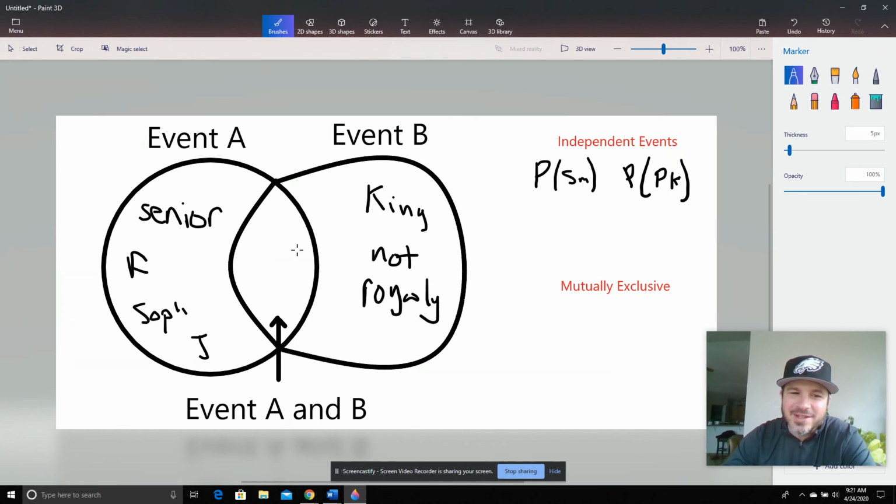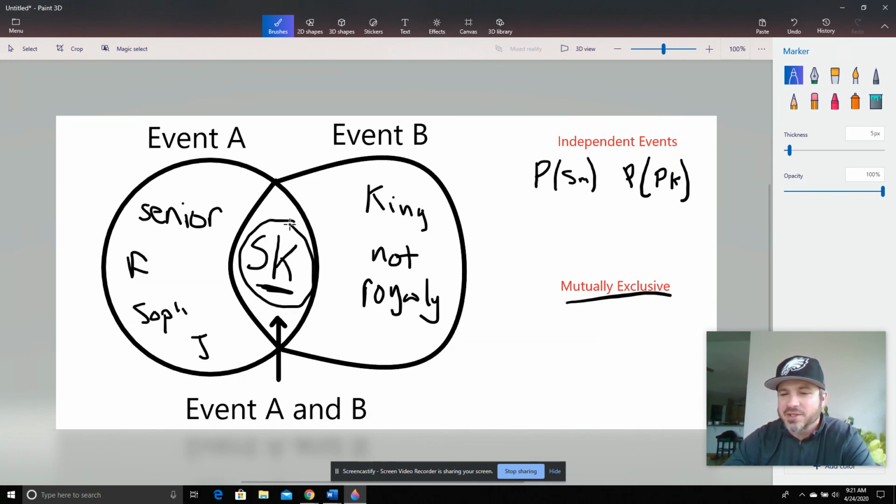But the reality is there would be an overlap here where you could be a senior and the king because one of them is going to get to do that. So these are not mutually exclusive events. So when two events are not mutually exclusive, we have to take care of this intersect. Okay.